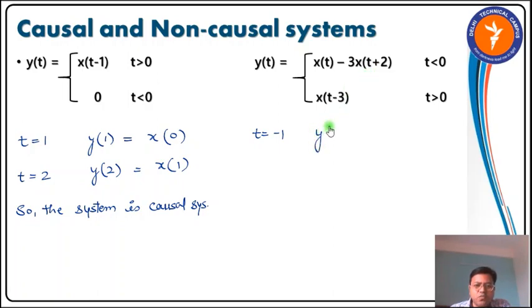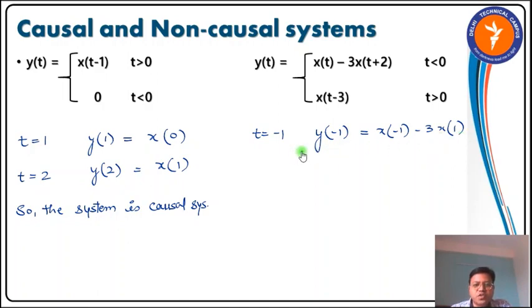So y of minus 1 will be equal to x of minus 1 minus 3 x of 1.